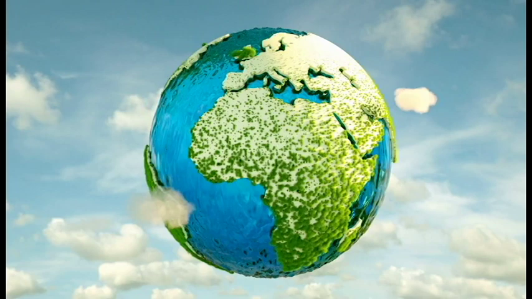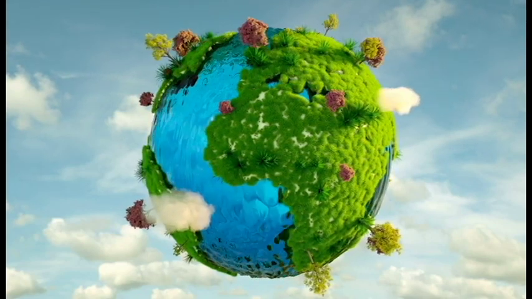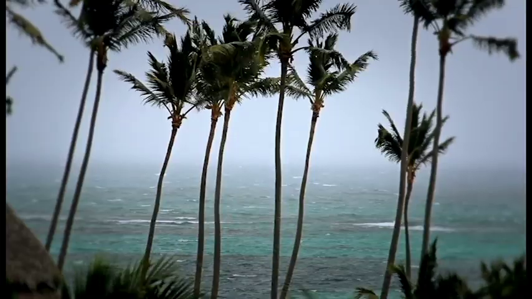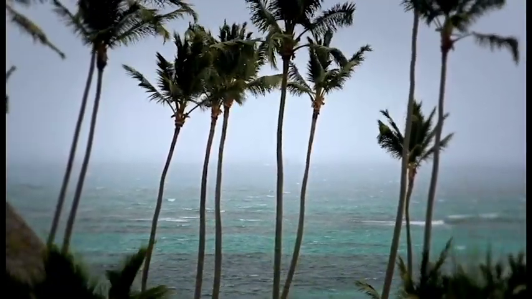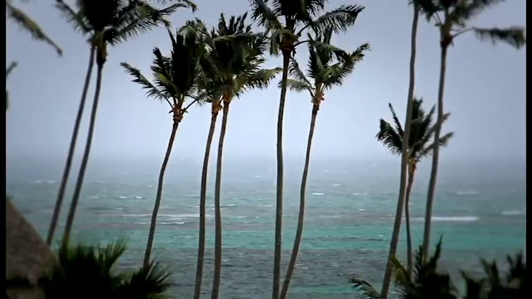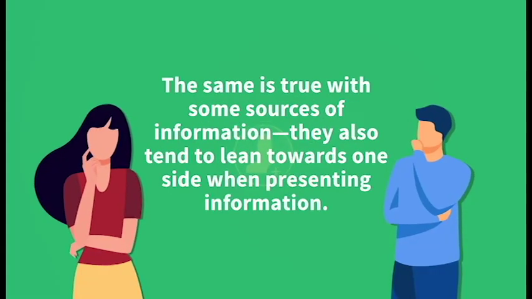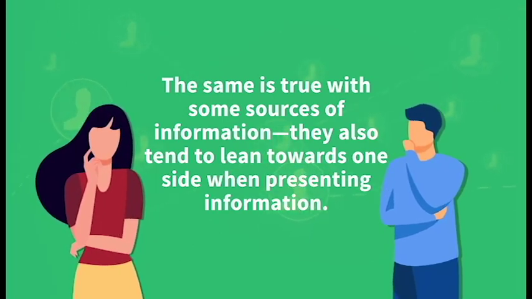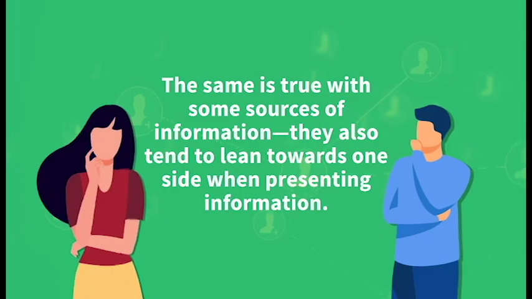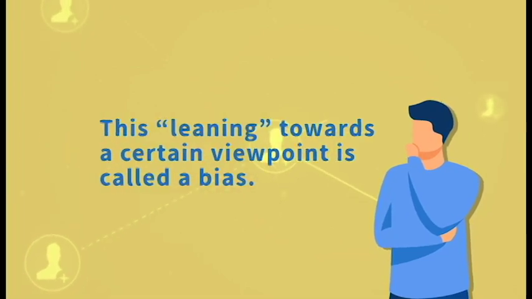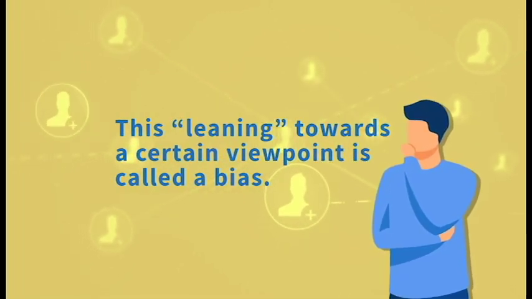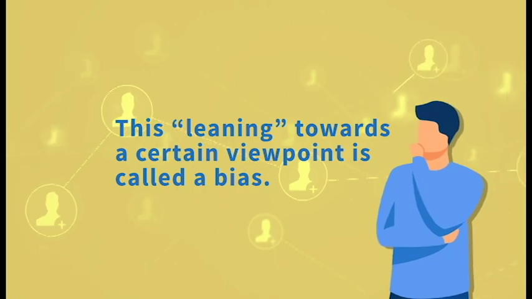Trees seldom grow absolutely straight. Because of weather conditions, the slope of the ground they grow on, or availability of direct sunlight, trees often lean towards a certain direction. The same is true with some sources of information. They also tend to lean towards one side when presenting information. This means that their personal preferences or judgments regarding the subject matter influences the information. This leaning towards a certain viewpoint is called a bias o kinikilingan.